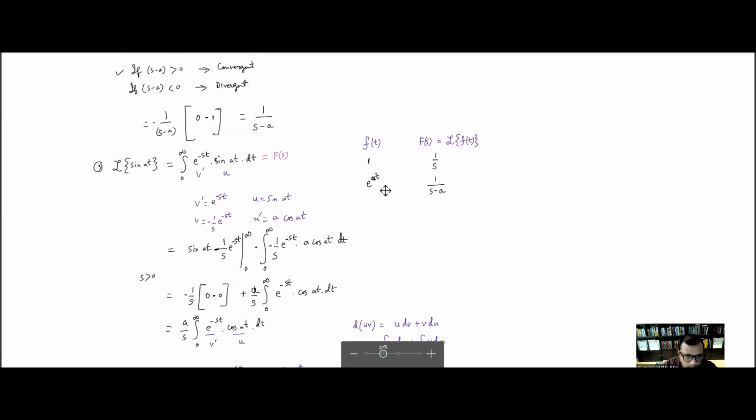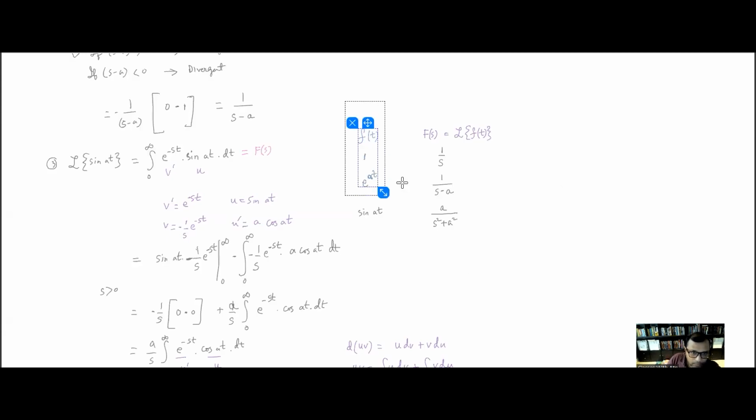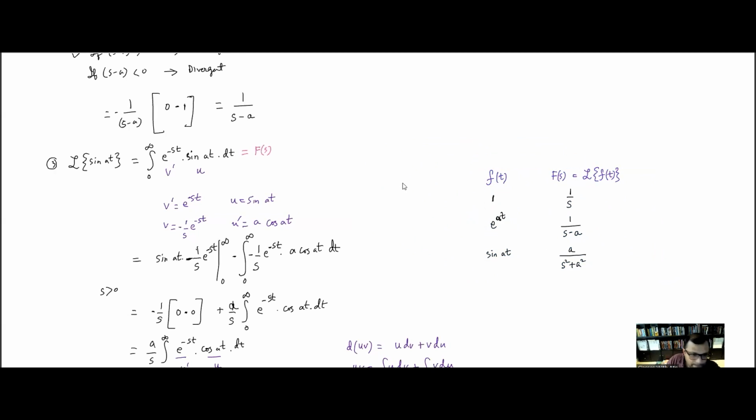So if you see, we then found out that when f of t is sine at, then the Laplace transform is a by s square plus a square. Okay. We'll just move this table a little bit somewhere here. Okay, so we did good.